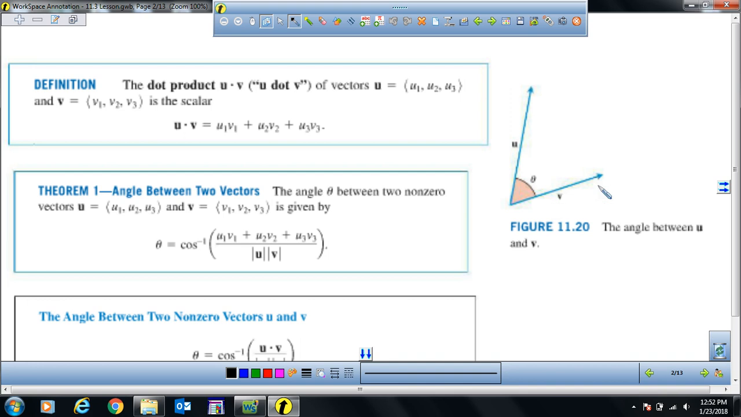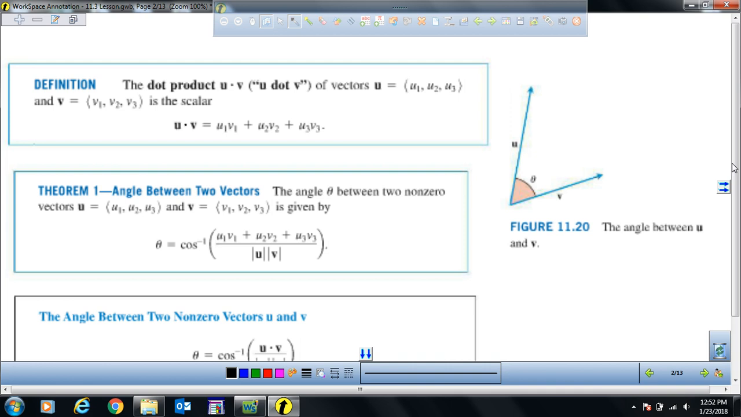So if I have two vectors u and v, the dot product of the two vectors is basically going to represent a scalar. Scalar means it's just a number that represents the sum of the products of their components, meaning the product of the i components, the product of the j components, and the product of the k components, and the sum of those will give you the scalar, which is called the dot product. It's represented just like a regular multiplication symbol, like a dot.